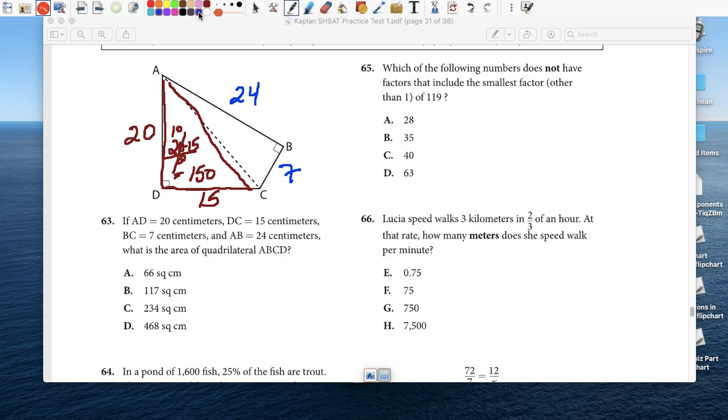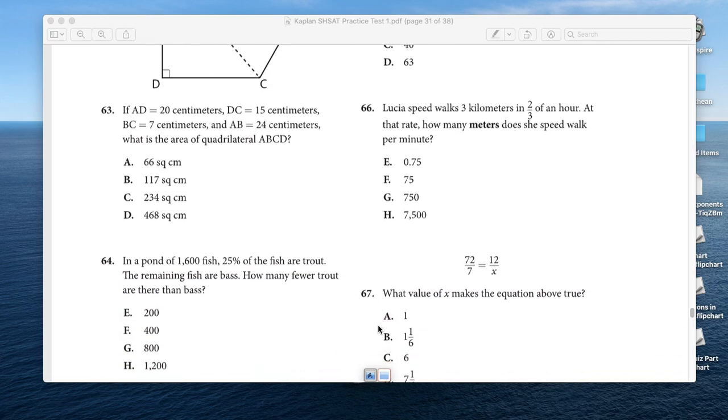Now let's do the blue. Again, base times height divided by 2 is 24 times 7 divided by 2. The 24 and 2 can simplify to 12, and 12 times 7 is 84. Now I know the area of both triangles. I can add, so it's 150 plus 84. And that's going to give me 234 square centimeters.